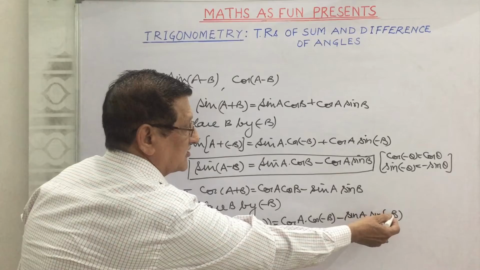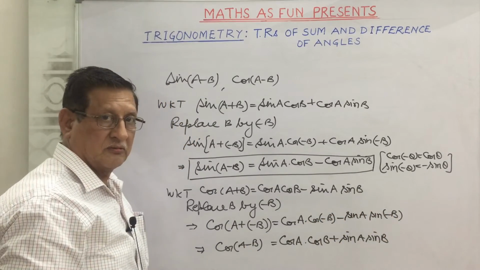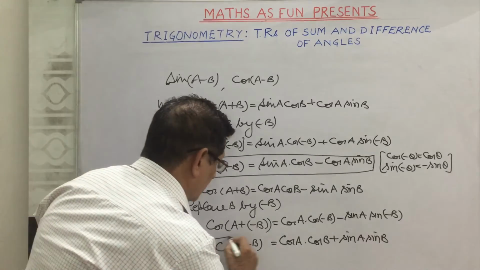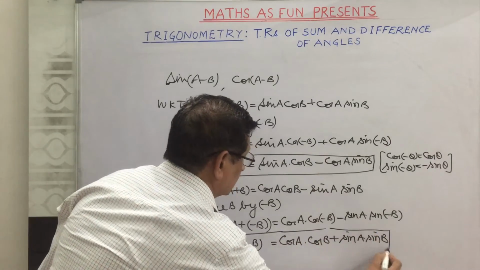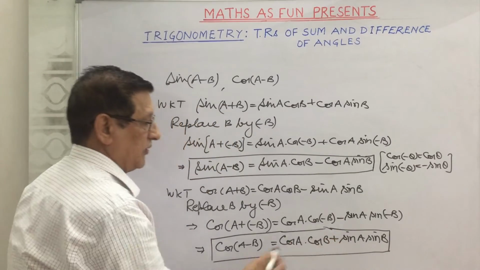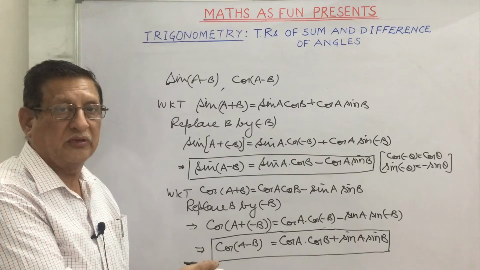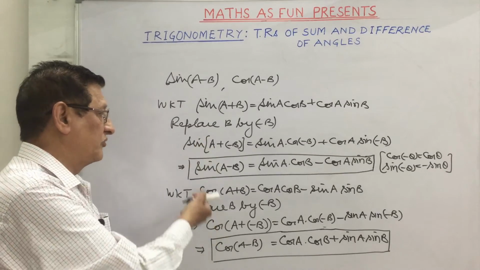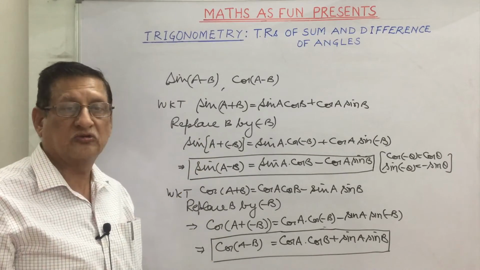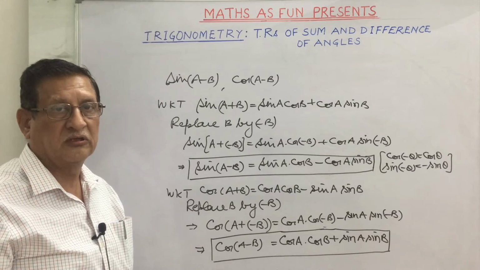Sine minus B is minus sine B, and minus into minus will become plus. So the formula for cos A minus B becomes cos A into cos B plus sine A into sine B. This is the way we can find the formula for sine A minus B and cos A minus B by using the formula of A plus B.